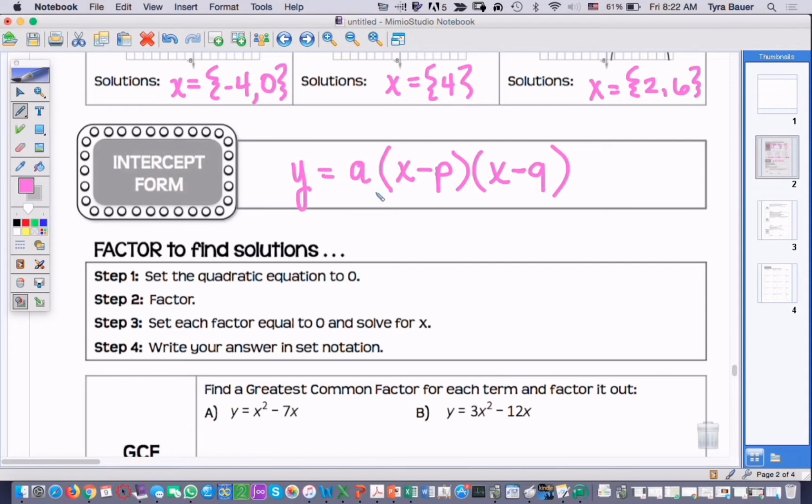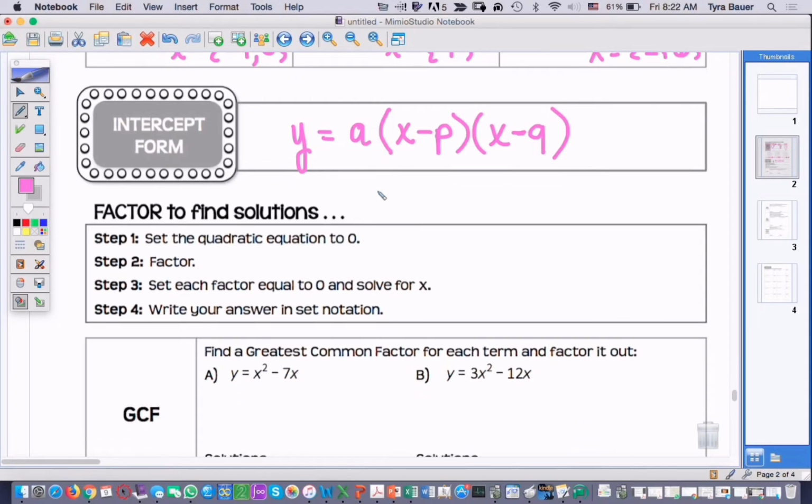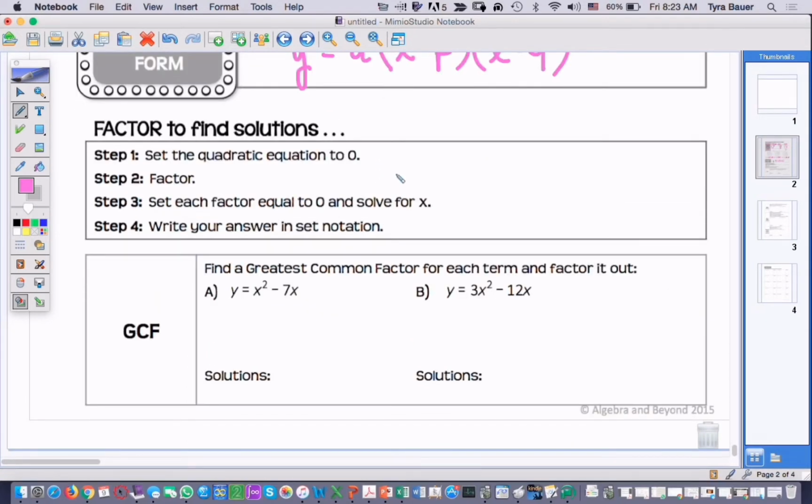Okay? A represents what? What does that a do? It's like multiplying. When we multiply, what happens to our graph? When we think about transformations, what does the a do? Stretch or compression. Okay, so our intercepts are going to stay the same no matter what our stretch or compression would be. All right, now we're going to factor to find our solutions.